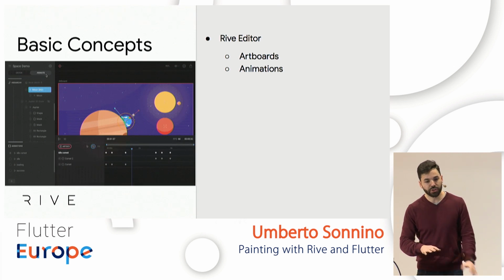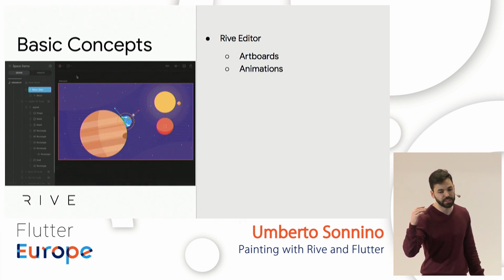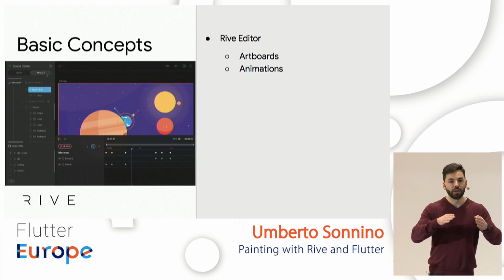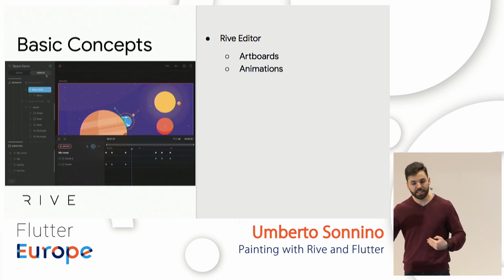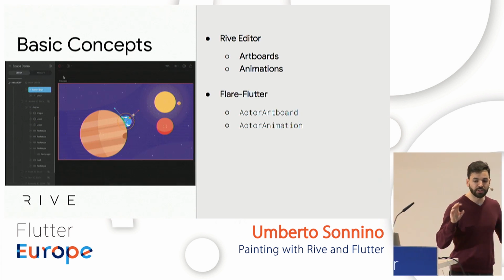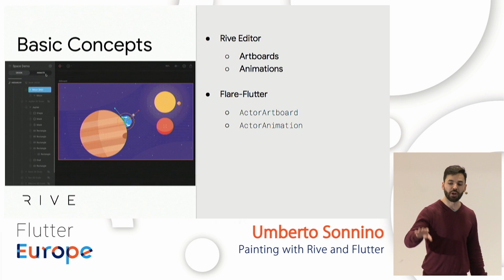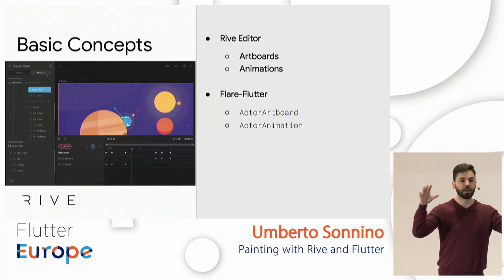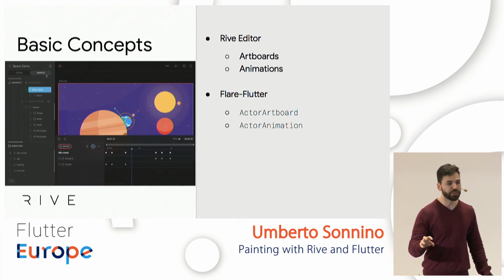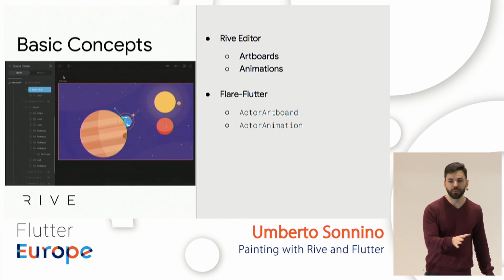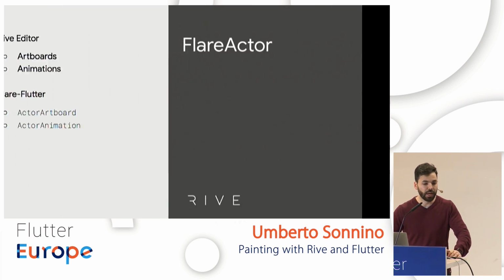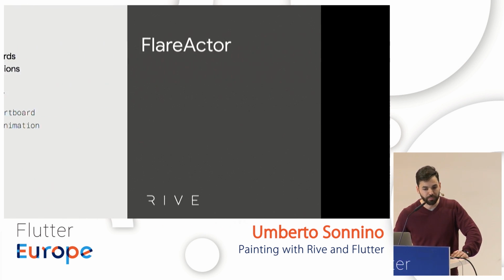And in order to animate those objects, you switch to animate mode. You're gonna see a timeline pop up, and you can set keys in your animations to, let's say, move around an object, change its scale, change its vertex deform, and so on. So those concepts, the artboard, oh, I missed the artboards. The artboards are the top containers for your hierarchy. And the artboards and the animations are gonna have counterparts within our Flutter package, which is our runtime. And those are gonna be actor artboard and actor animation, of course.